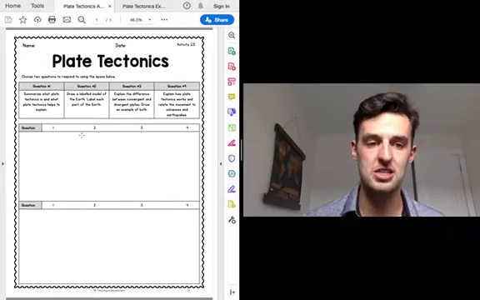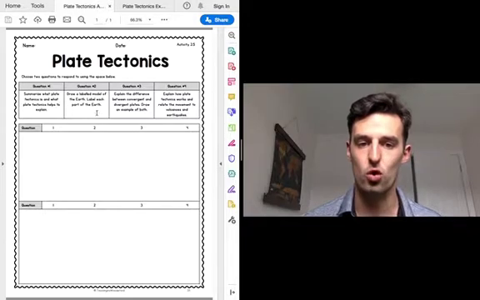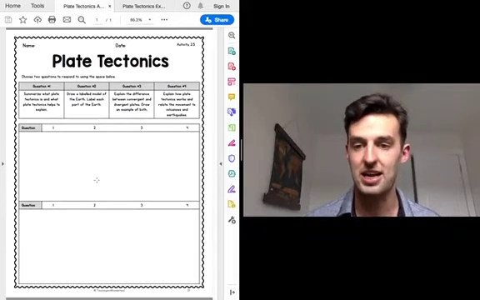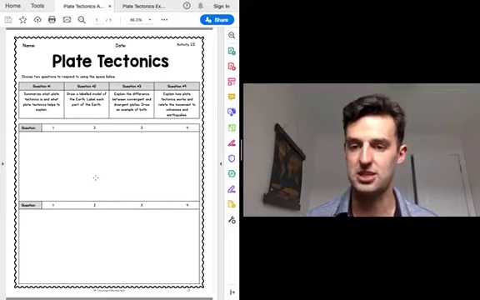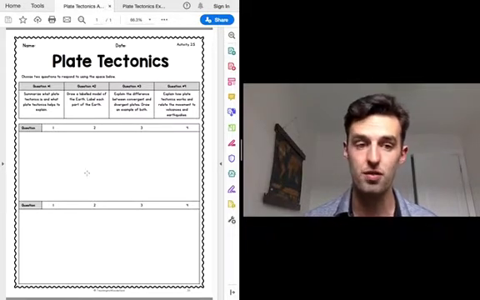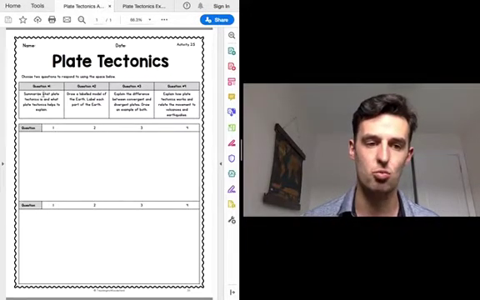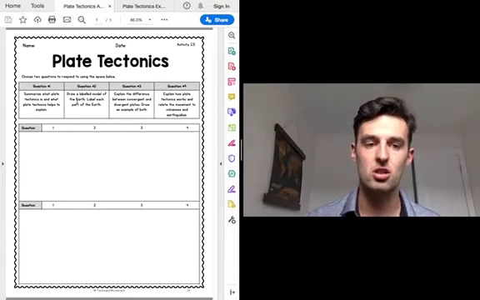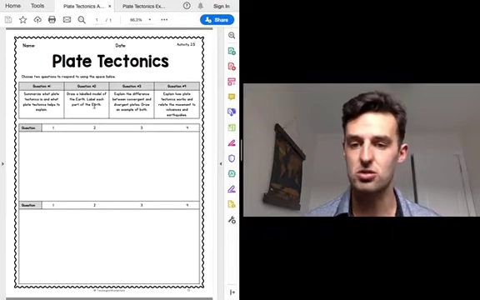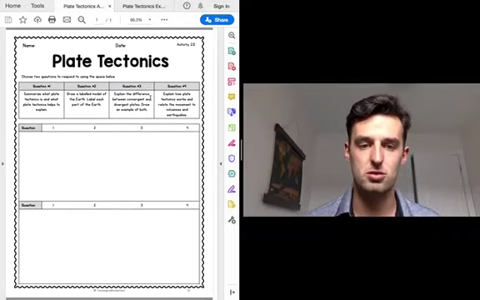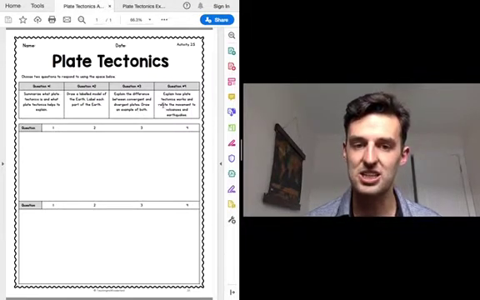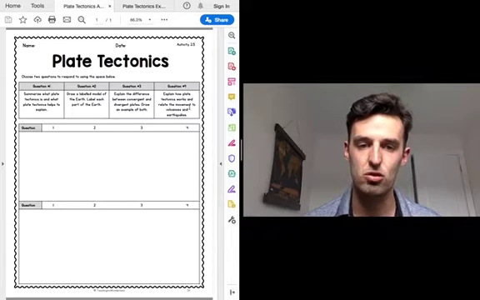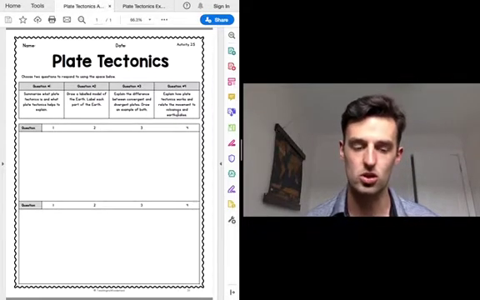So the first one is you get to pick 2 of these 4 questions, and then you answer them right here. The questions have to do with plate tectonics as well as the makeup of the Earth. So you can summarize what plate tectonics are and what plate tectonics help to explain. You can draw a labeled model of the Earth with all of the layers and the parts. You can explain the difference between convergent and divergent boundaries and plates, and then draw an example of each. Or you could explain how plate tectonics work and relate to the movement of volcanoes and earthquakes.